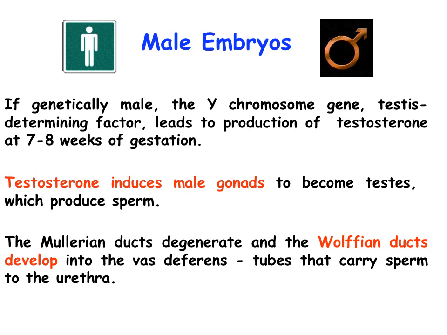Now, going into a little bit more detail, when we talk about male embryos, of course, the men have a Y chromosome, and there's a particular gene on there called the testes determining factor. It's on the Y chromosome that will lead to the production of testosterone by 7 to 8 weeks of gestation. So, very early on, the testosterone is produced, and that, of course, will induce the male gonads to become testes, I should say, which produce the sperm. As a result, the Müllerian ducts will degenerate and the Wolffian ducts develop into the vas deferens. And then, of course, those are the tubes that carry the sperm to the urethra.